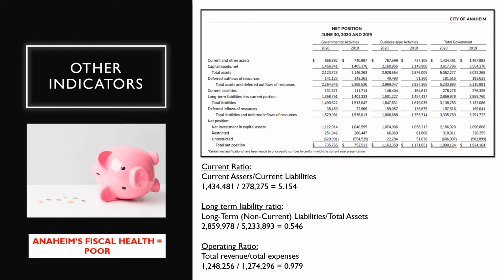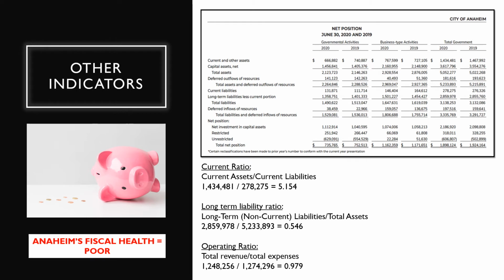Earlier we looked at the city's available funds and the expenditures. I did other indicators using different formulas. The first formula is the current ratio. It measures the ability of an organization to pay off its short-term liabilities, that is, things you owe. The formula is current assets over current liabilities. The current ratio for Anaheim is 5.154, which is higher than 1.0. This indicates that Anaheim is more than able to pay its short-term liabilities. In short term, it's good solvency.